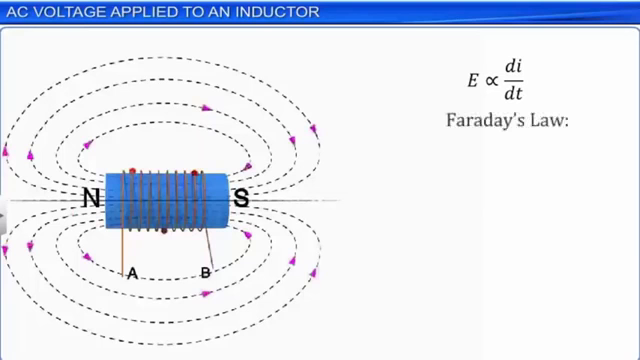According to Faraday's law of electromagnetic induction, the induced EMF in an inductor is equal to minus L di by dt, where L is the self-inductance constant for the inductor, and I is the amount of current passing through the coil. This EMF opposes the change in current flow through it in accordance with Lenz's law. Hence, a minus sign as per convention.